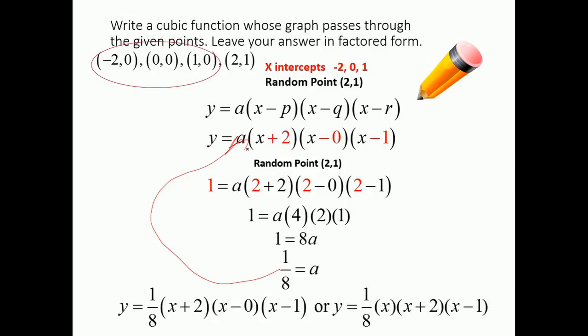And you could write this two ways. So I could have it 1/8 times x plus 2 times x minus 0 times x minus 1. Or if that x minus 0 bothers you a lot, which for some people it does, you can not have the x minus 0. You can just have a plain old x sitting right there, and then it will be fine and perfect and dandy.